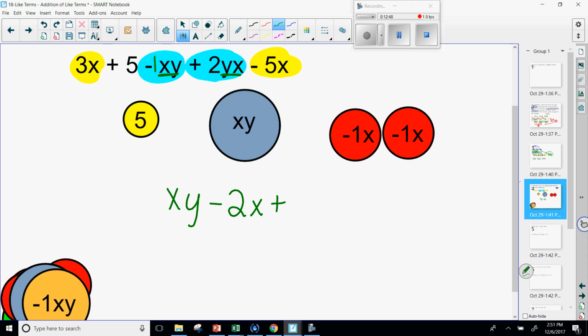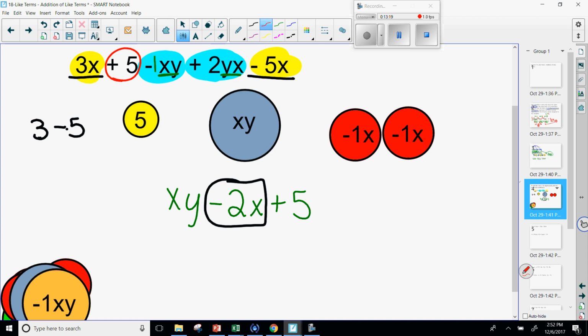Well, guess what happens? If I come up here and I work through this problem, I glance and I say, well, 3x and negative 5x. Like terms. What are your coefficients? 3 and negative 5. What is 3 minus 5? Negative 2x. Right there. Did the variable disappear? No, it remains with it. If I look at the next one, I had this 5. It's by itself. 5 minus 2x.